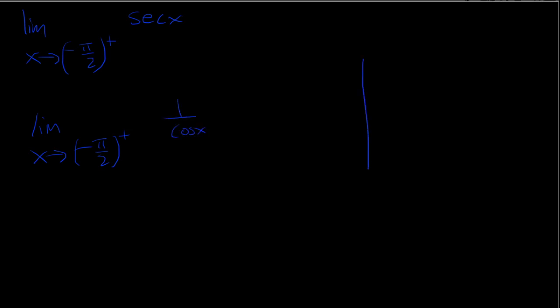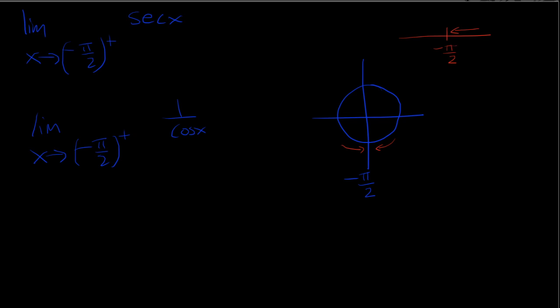Now let's look at the unit circle, and let's look at where negative pi over 2 is. So that's going to be over here. We're looking at negative pi over 2 from the right. So the question is, is it going to be this direction, or is it going to be this direction? Here's how we know. If we look at a number line, we have negative pi over 2. From the right, it's going to be from this direction, and those are going to be numbers greater than negative pi over 2.